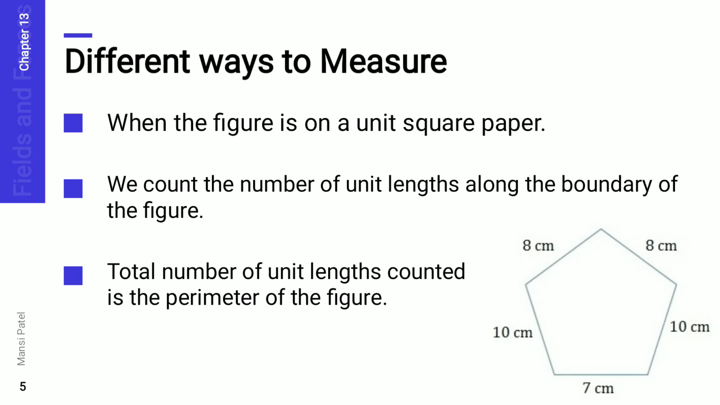Now if the figure is not made on unit square paper, and if the figure is made like this, then in this case again you have to add all the sides. How many sides are in this shape? In this shape there are 5 sides. So we just have to add these 5 numbers. Then we get the perimeter of this shape.